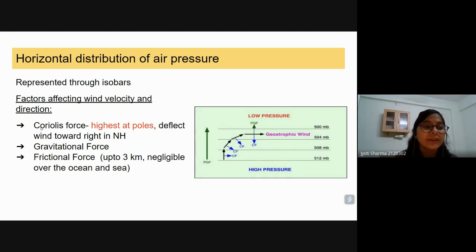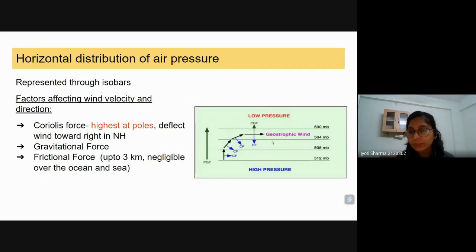What are these factors? The first is Coriolis force. We will talk about this Coriolis force in the next slide. It deflects winds toward the right in the northern hemisphere. As we can see, if there is a wind moving in this direction, it will deflect to the right side in the northern hemisphere. This will be clear in the next slide. Then we have the gravitational force, and then the frictional force. This frictional force is very negligible over the ocean and sea, but it is important up to 3 km, because we have a very rough surface. On a rough surface the frictional force will be significant, but on a smooth surface it will not be very significant.